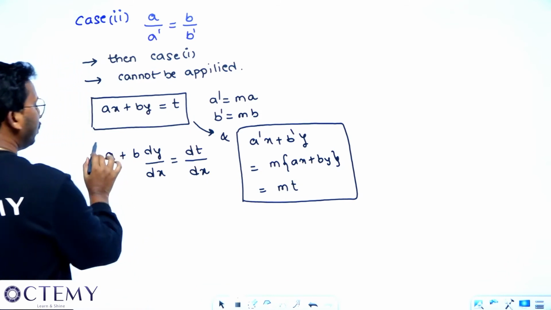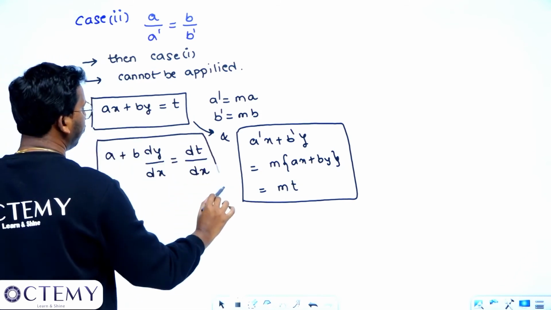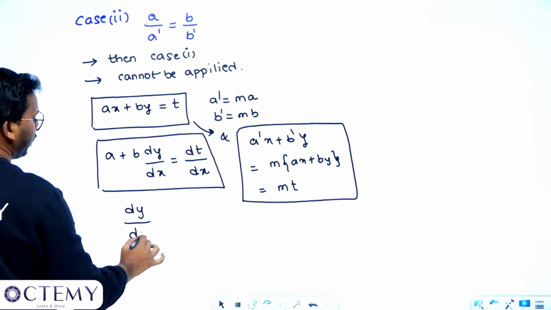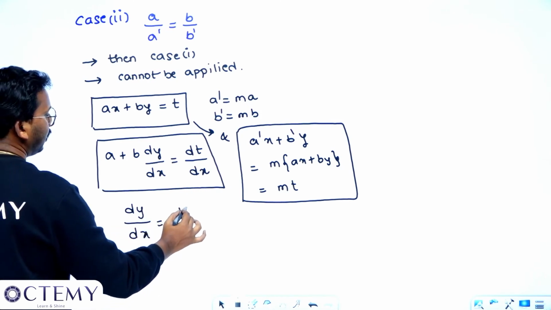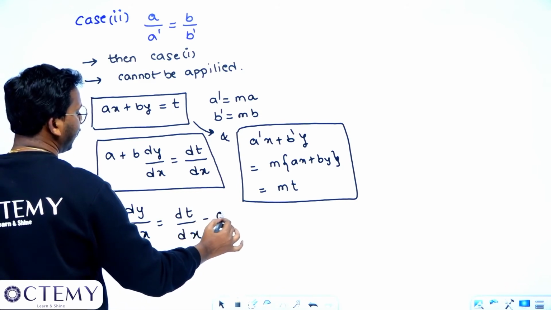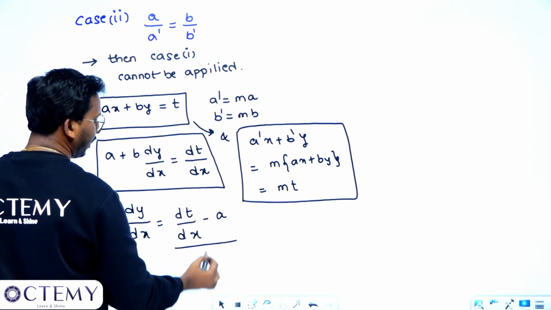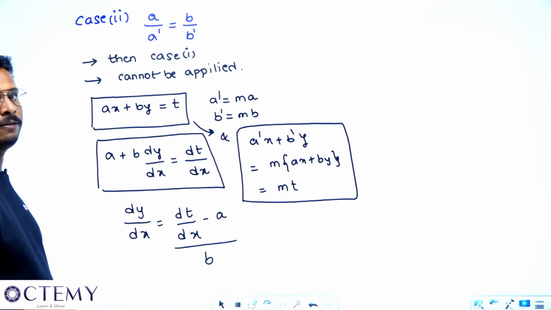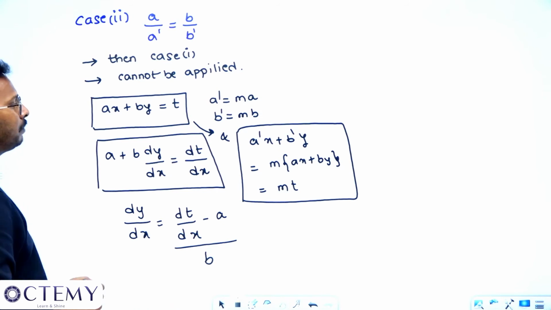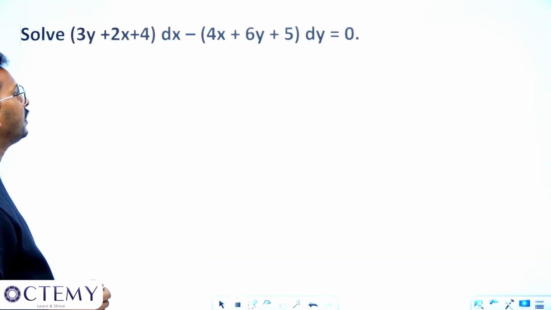Then you substitute this. In place of dy by dx, you can substitute dt by dx minus a, whole divided by b, right? You substitute this and you will solve further, you will get the answers, right? So it is going to be a bit simple. So let me take up an example and show you, sir.